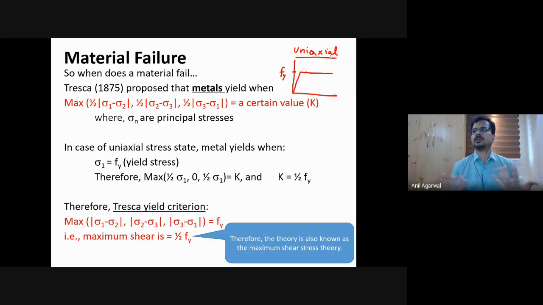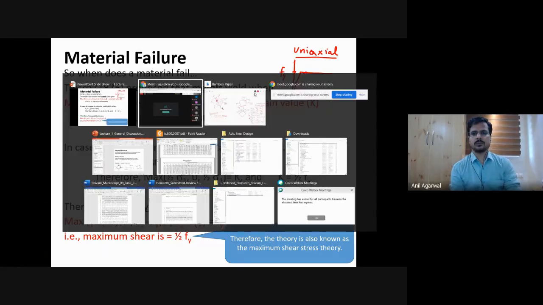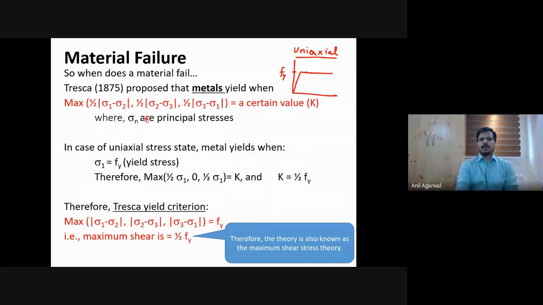So there are certain theories that people came up with, and these theories don't really have any fundamental reason to rely on. These are just theories which have been proven through experiments, but they are not derived from any fundamental first principles. Okay, so the first such theory, which is applicable for yield for ductile materials, is known as the Tresca criterion. It was proposed for metals. I think most of the experiments were done on aluminum. It is also known as maximum shear stress theory.